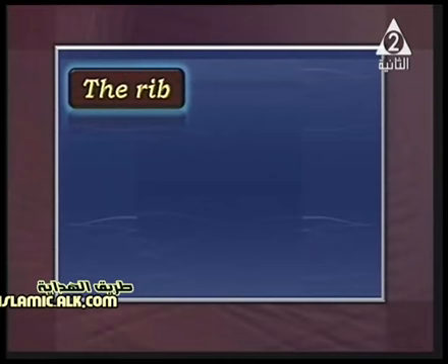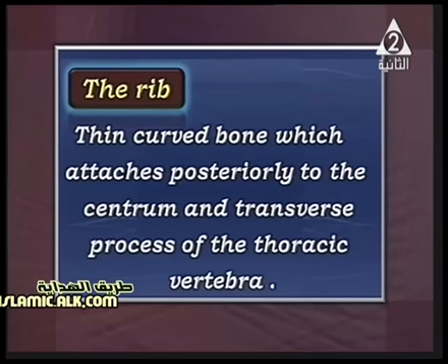From the last information, who can tell me what is meant by the rib? Is it a very long bone, or is it a thin bone? Is it curved or straight? I need you to squeeze your mind. Yes, it is a curved thin bone attached by two sides, attached posteriorly to the sides.